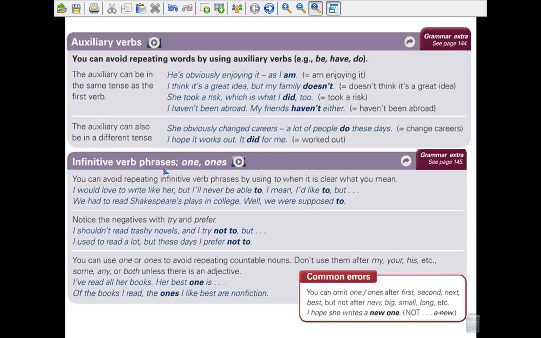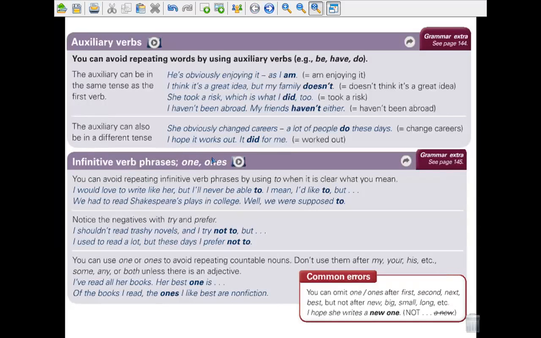Infinitive phrases, verb phrases, the ones that we stop in "to." When I stop in "to," there is a clear understanding. Remember that the negative is "not to." I try not to. I prefer not to.